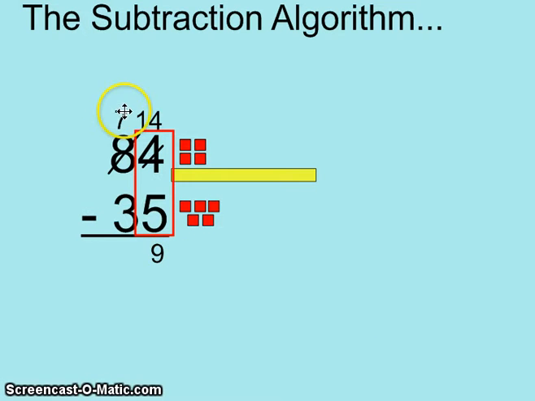Then I can go ahead and look at my tens place. 7 minus 3. Remember, I took 1 ten away, so I only have 7, not 8. You want to remember to cross that 8 out and change it to a 7. 7 minus 3 is 4. So 84 minus 35 is 49.